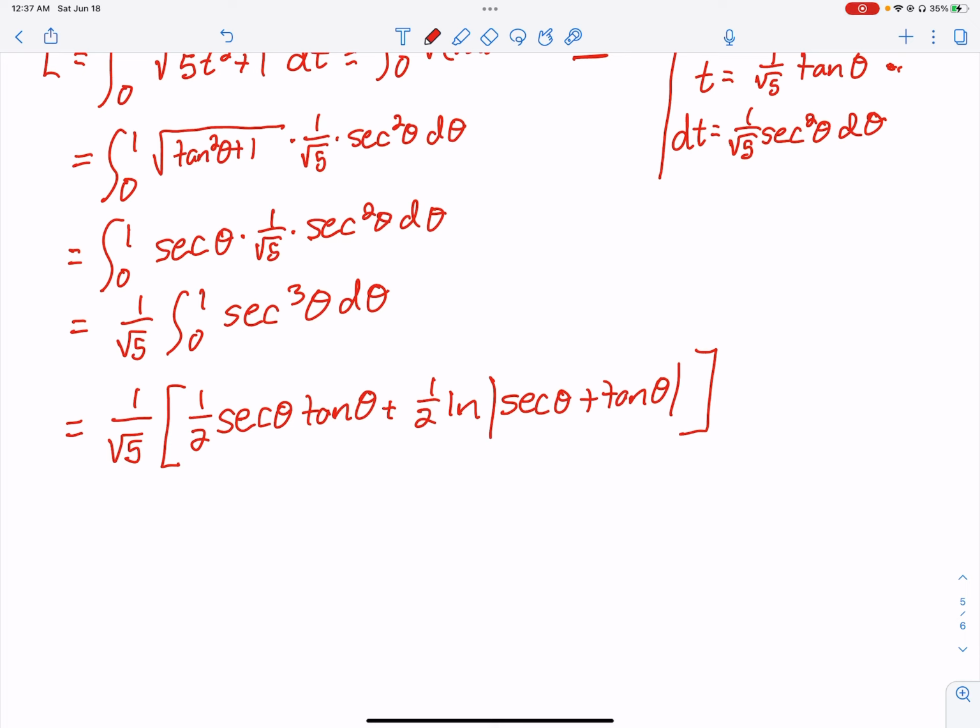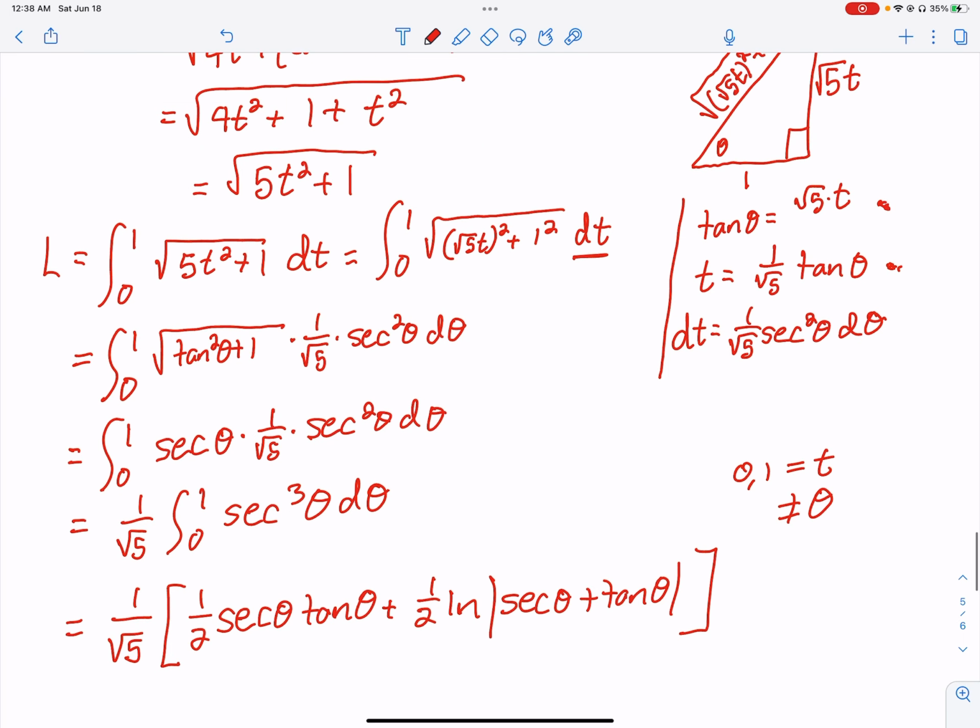Now the problem right now is that the 0 and 1 are t's, not thetas. So I need to either convert my t's to thetas or go the other way. We're going to plug it all in for the answer anyway. But usually with trig subs, it's easier, I think, most of the time, just to see what we already have for this value.